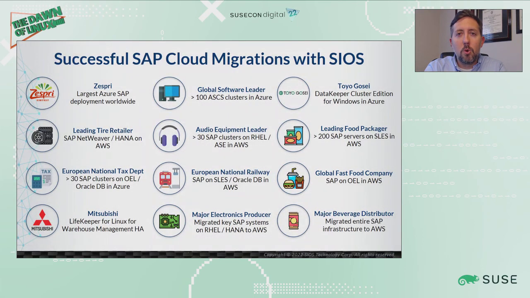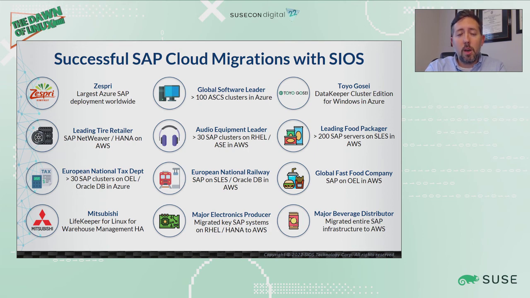All right, so now that we've seen how easy it is to create resources using Lifekeeper, and we've seen some of the monitoring and recovery features, I'd like to wrap up with a few quick customer success stories. So the first one I'll point out is in the top left, which is Zespri. And they are the world's leading manufacturer and distributor of kiwi fruit. And they actually run the largest SAP deployment on Azure worldwide. And they use SIOS Lifekeeper for Linux as part of their high availability stack.